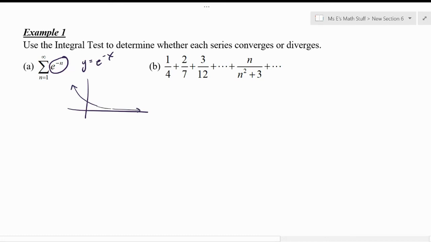Is it always above the x-axis? Check. Is it continuous everywhere, at least from 1 to infinity? Check. And is it continuously decreasing all the way from 1 to infinity? Check. So if you can say those three things about the function that you're dealing with, then you can proceed and use the integral test. Okay, so let's get started.